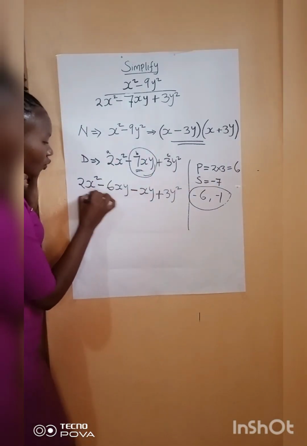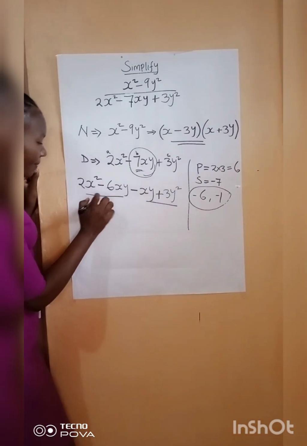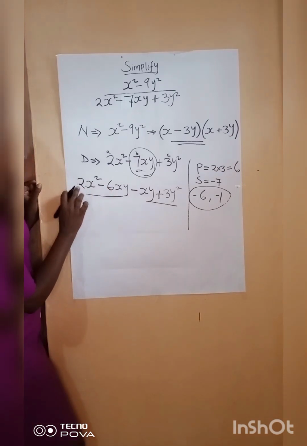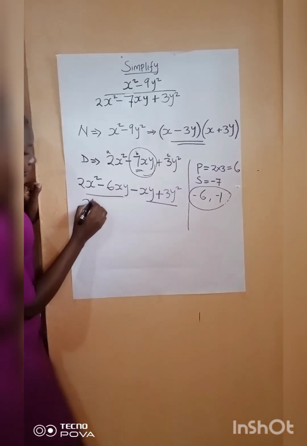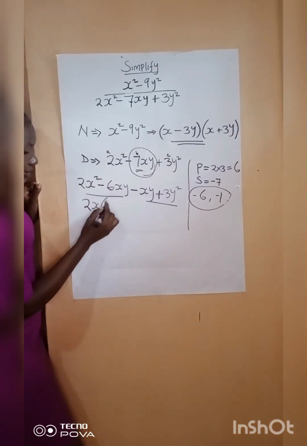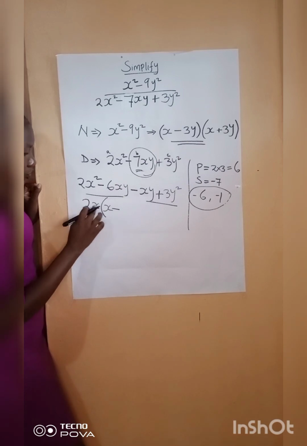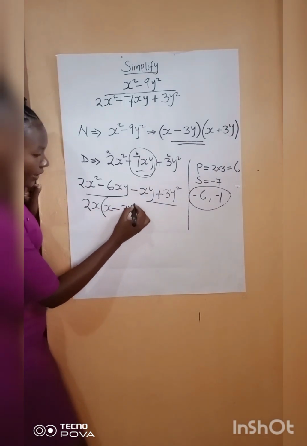Then from there we can group these two. We look for the common factor here. This is divisible by 2. 2 is divisible by 2. So I write 2 here. And then x is common. I write x. So 2x squared divided by 2x, I get x. We have minus 6xy divided by 2x, I'm going to get that is 3y.